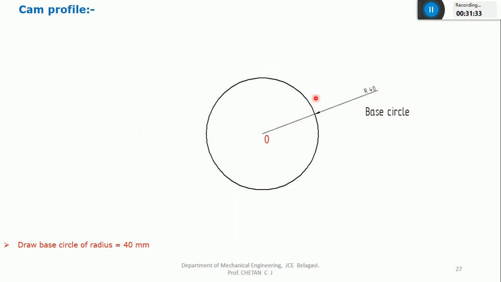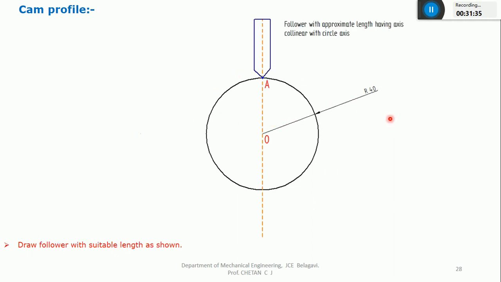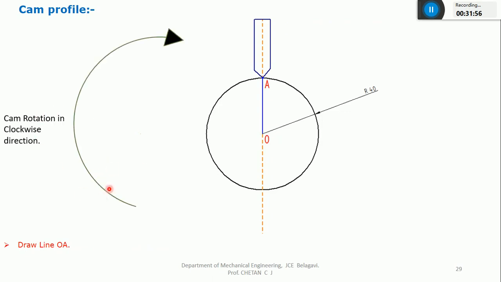So first I have drawn the base circle with a radius of 40 mm. I've taken the axis of the follower and the axis of this circle along the vertical axis, meaning the follower axis and the circle axis are the same. I'll take the line OA as a reference line, and I'll use the protractor. Since the cam is rotating in a clockwise direction, I need to indicate all the angles opposite to this, in a counterclockwise direction.